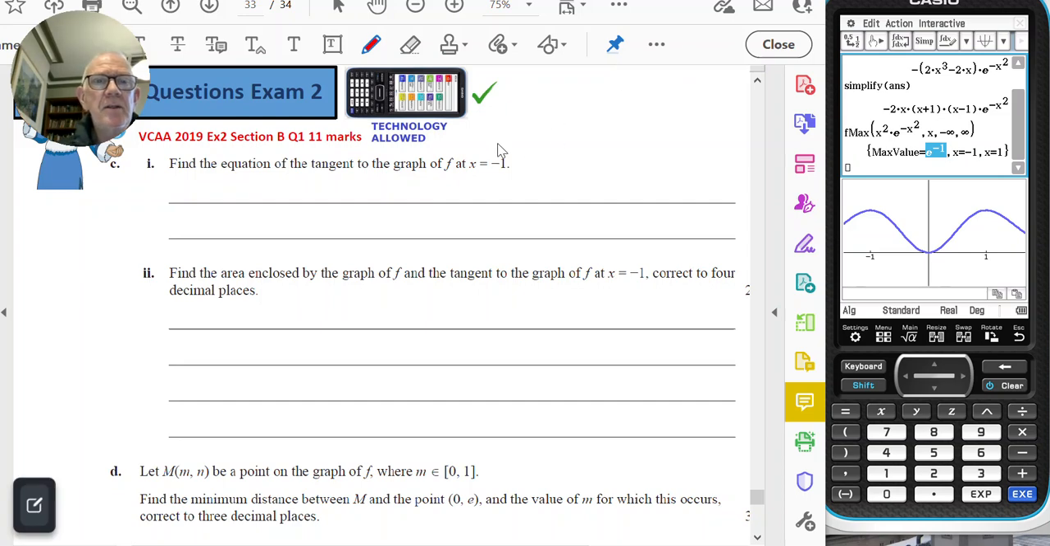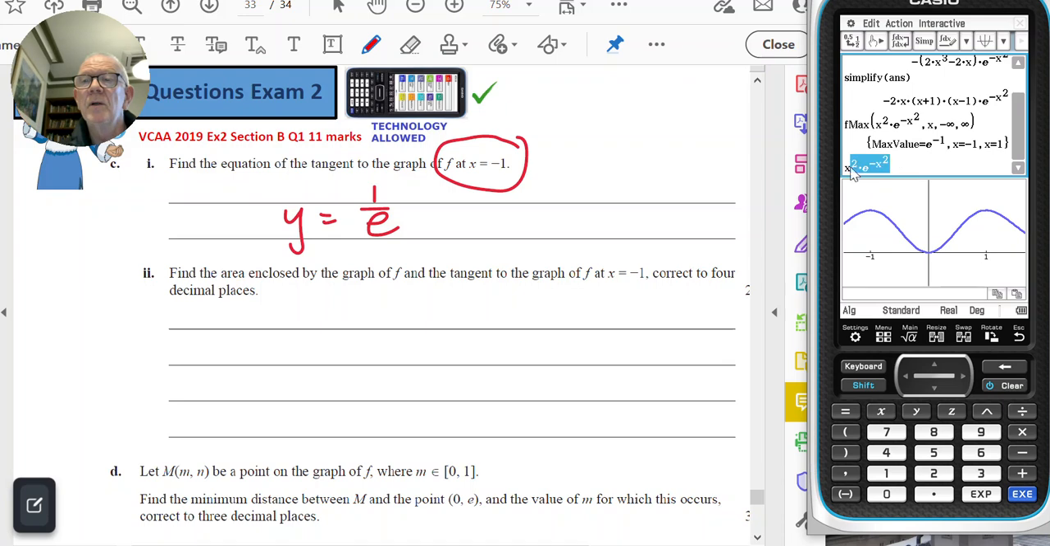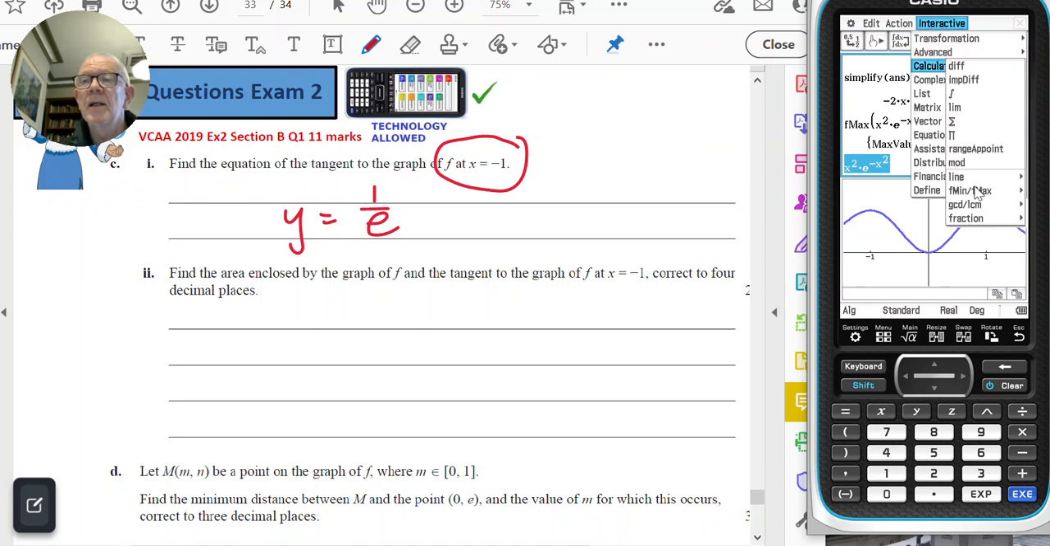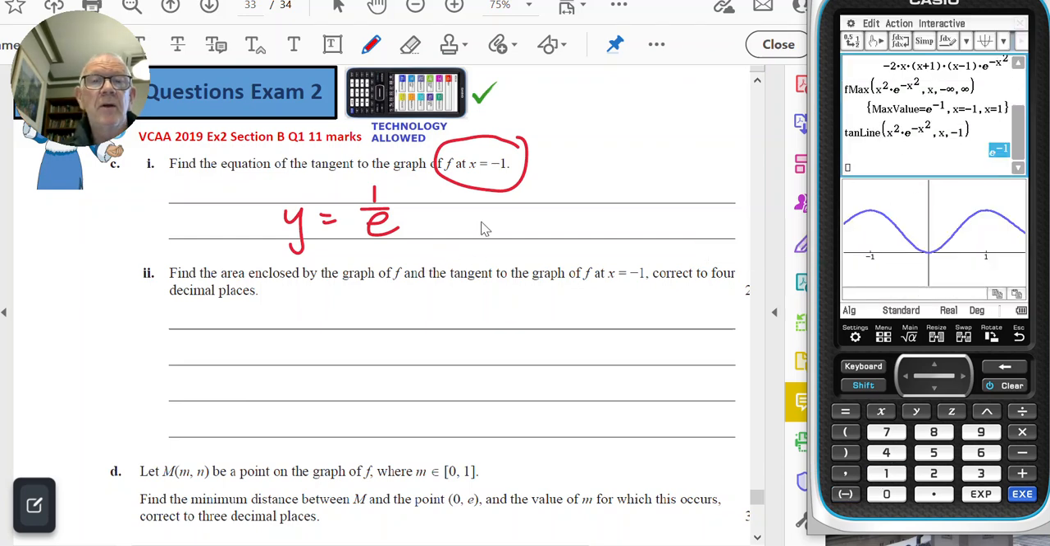Item 16 is a continuation of question number 1 from the 2019 exam. So we have this function here. We'll find the equation of the tangent to the graph at x equals -1. Well, it's going to be a horizontal line, and it should be y equals 1 on e, what we found out last time. But just to confirm, I will calculate the tangent line at x equals -1, and lo and behold, I did get y equals 1 on e.